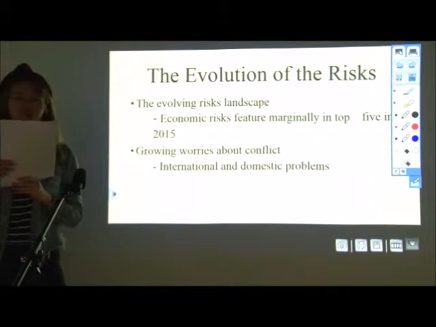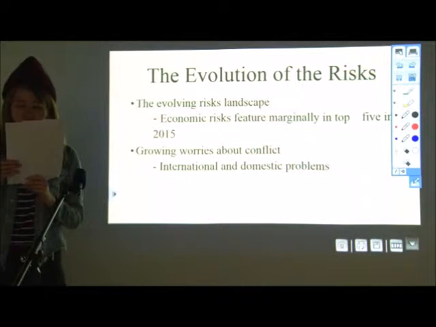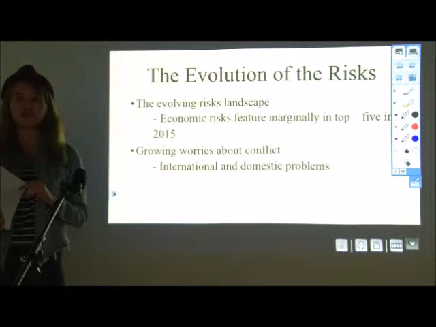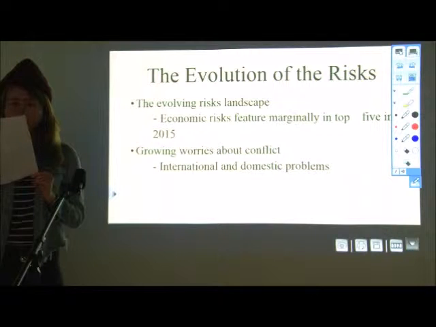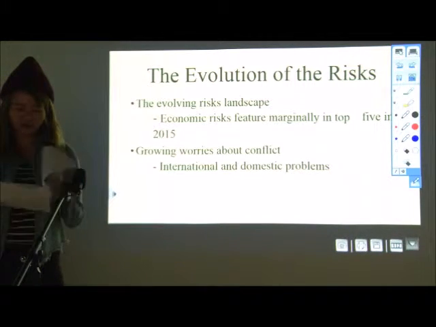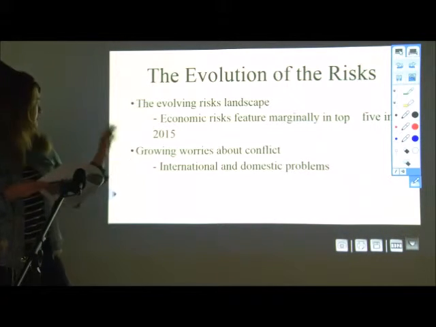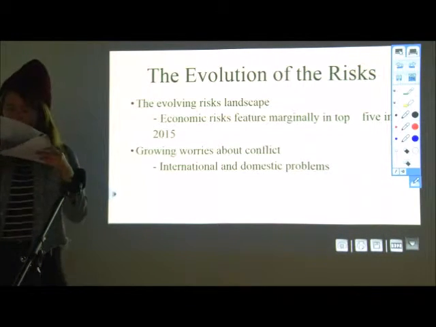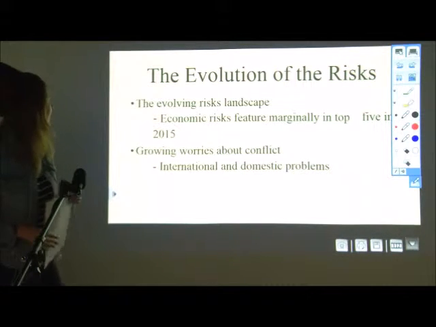And now 2015. For the first time in the report's history, economic risk is only marginally in the top 5. And in the 25 years after the fall of the Berlin Wall, geopolitical risks are back on the agenda. And now we take a look at page 16, growing worries about conflict.